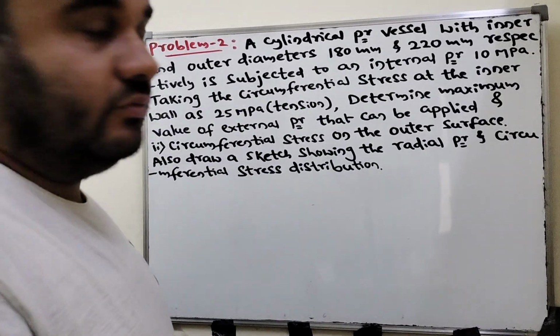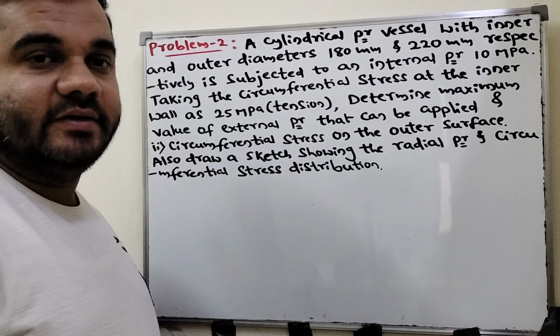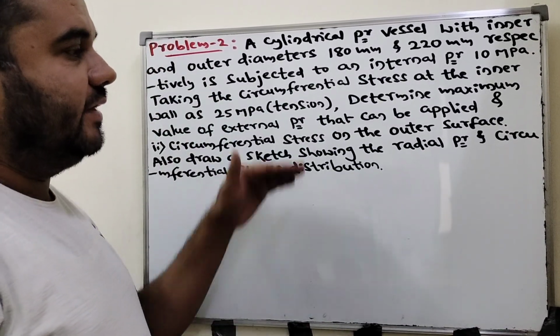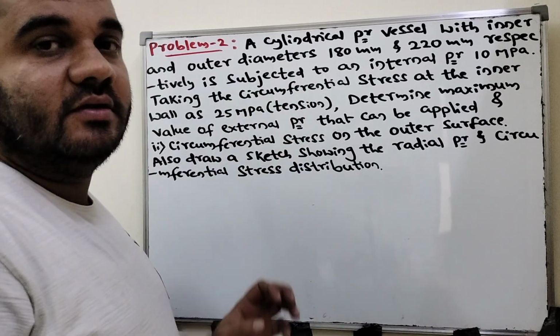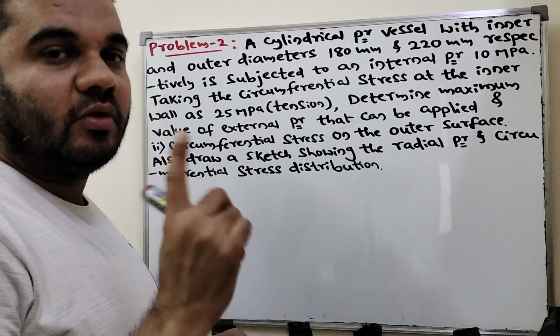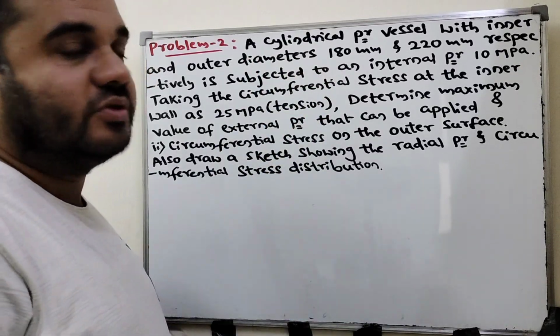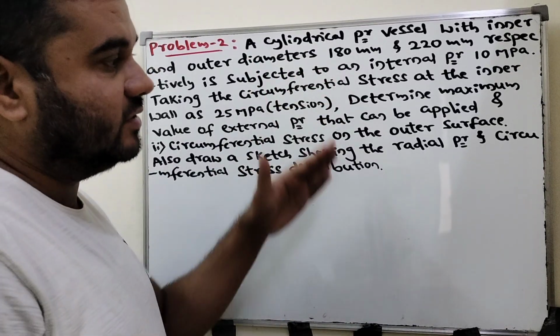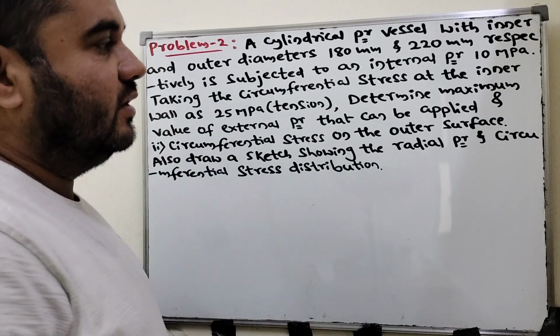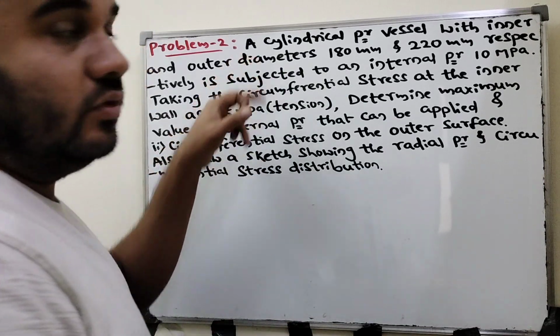So in this video, we'll solve a second problem on the thick cylinder. It is the same as usual. In the previous video, we solved problem 1, but here the data has changed a little bit, and you have to find the stress distribution also. Some values are changing here. First, we'll go to the problem.